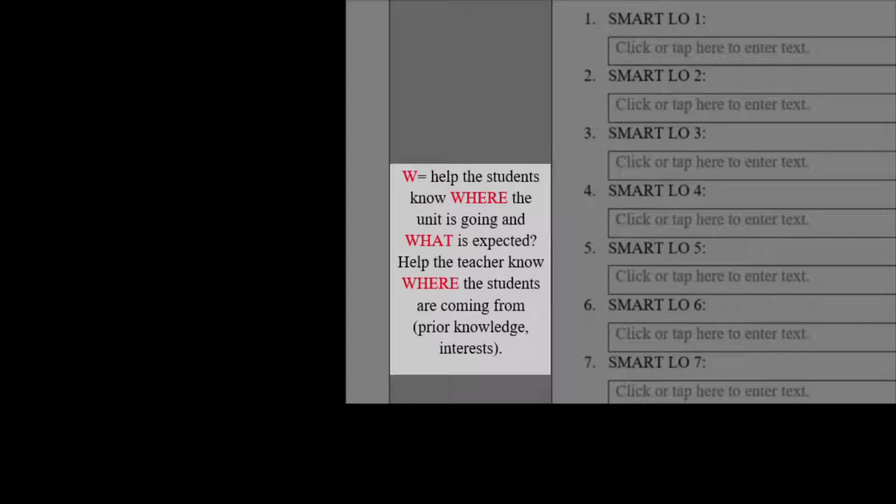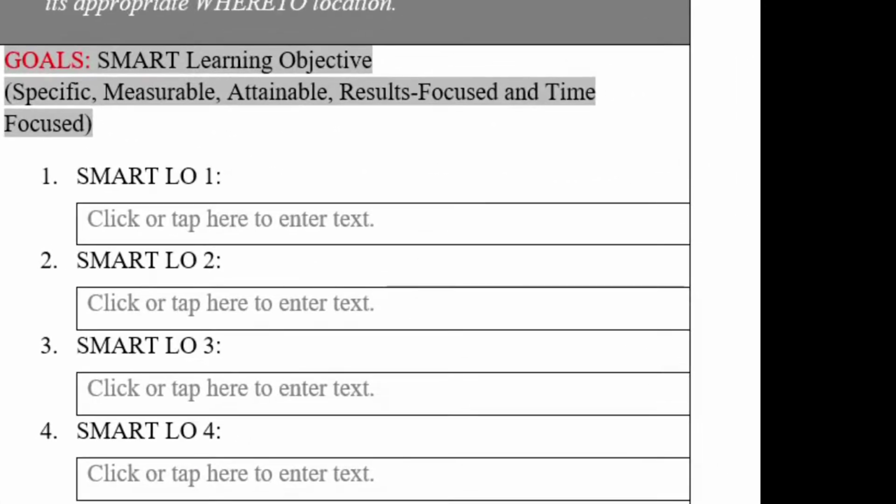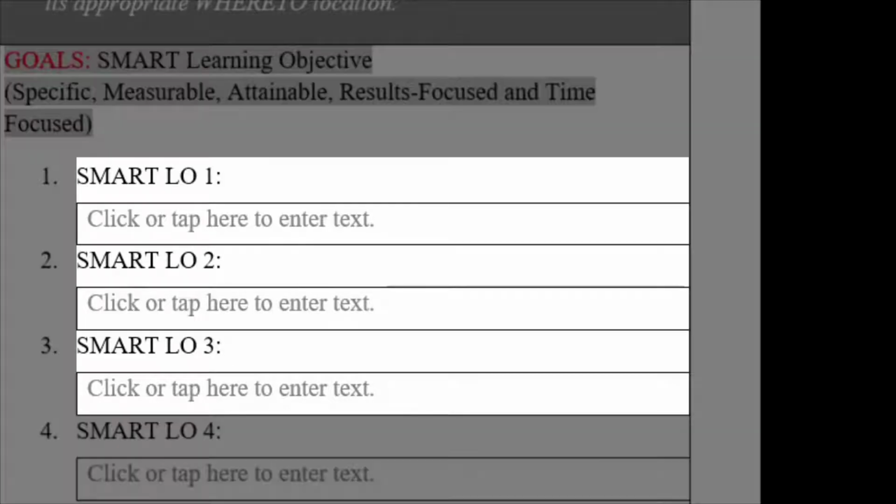The W serves to help students know where the unit is going, what is expected of the students, and why it is important to the students. It also helps the teachers identify what the students already know. To do this, they start by identifying SMART learning objectives. Remember, they must be specific, measurable, attainable, result-oriented, and timed. Once you have identified them, enter them here.